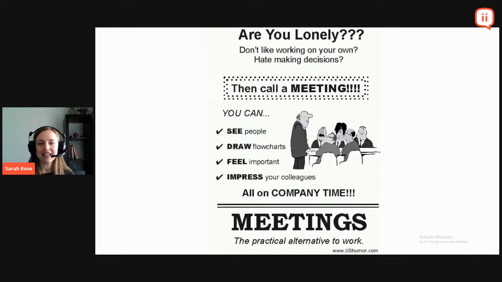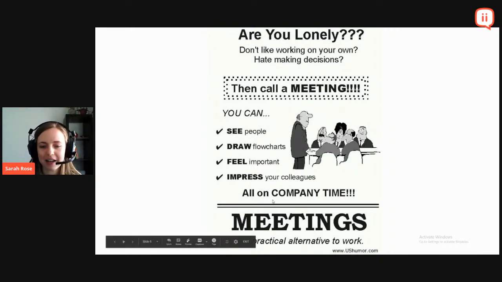And I think this picture here is quite funny. Perhaps, do you agree with this cartoon? I'm going to read it to you and I want you to tell me in the comments, do you like having meetings? Do you have a lot of them? What does this cartoon mean? Okay. Are you lonely? Don't like working on your own? Hate making decisions? Then call a meeting. You can see people, draw flow charts, feel important, impress your colleagues, all on company time. Meetings, the practical alternative to work. Okay, do you agree with this? Are meetings just an alternative to work? Or are meetings actual work?